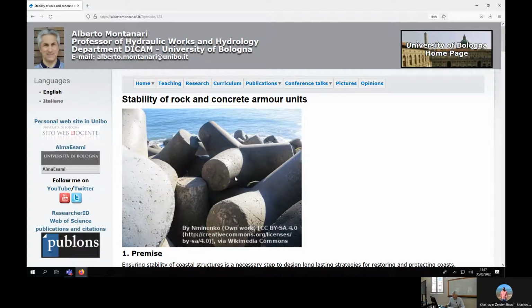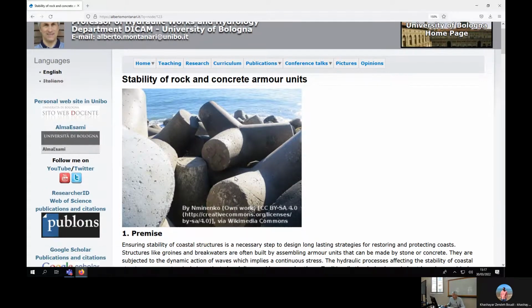Okay, let's see. First of all, it is once again a problem that is characterized by a lot of complexity, because here we are talking about armor units that form shapes like breakwaters or groins, and these are typically made by rubble mounds, which may be rocky stones or tetrapods like you see in this picture. And the question is whether they are stable against the forcing operated by waves.